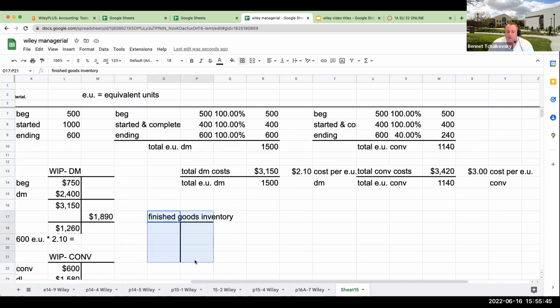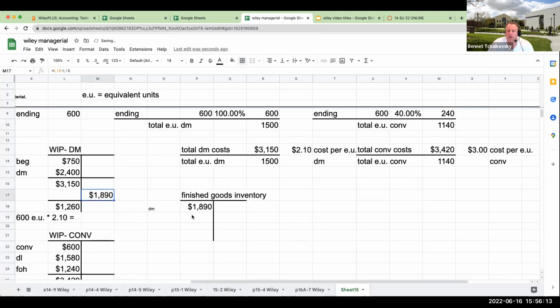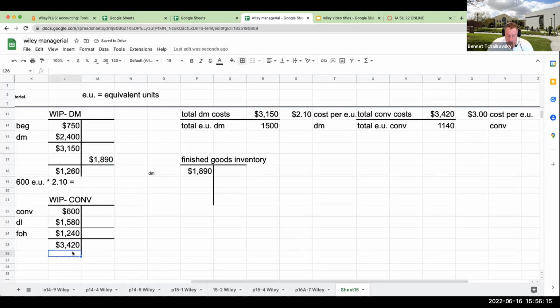Now, this is what's going to go over here to finished goods inventory. So this is where that goes. How do I know that that is correct? Well, 900, which is my beginning plus my started and completed, times my cost per equivalent unit should be 1,890. So I know I did that correctly. So again, now let's use that methodology over here for our conversion costs.